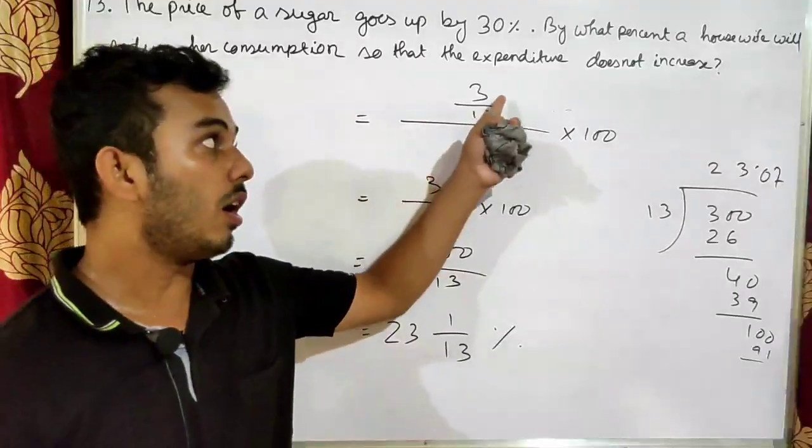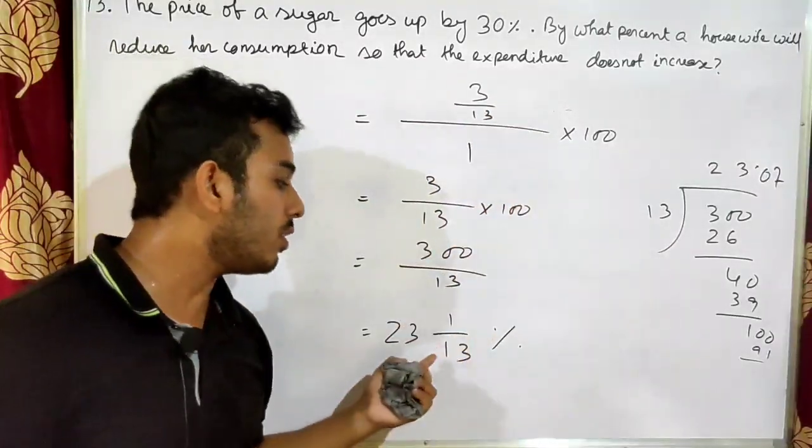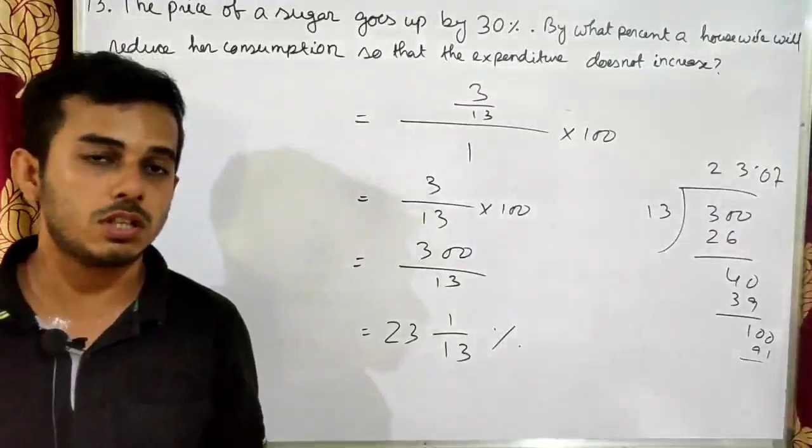So we have written decrease value by original value into 100, so we have to find out the 23 by 1 into 1 by 3%. I hope this is clear to you.